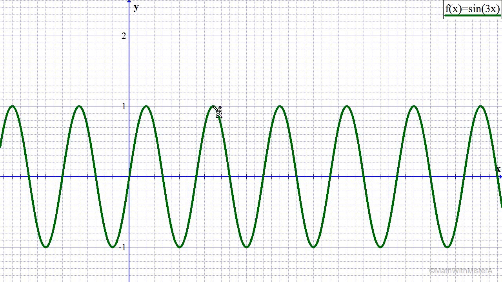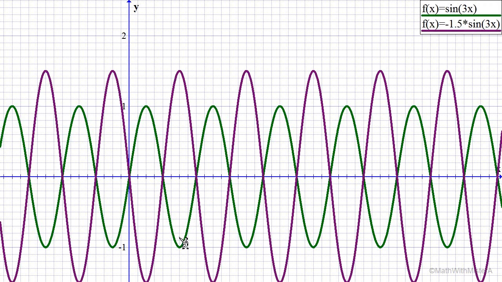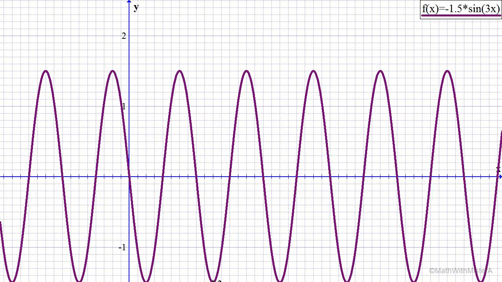So basically, any point that I have above is going to get swapped down below, and at the same time I'm going to increase by a factor of 1.5. So our valley down here at negative 1 is now a peak, and stretched out to 1.5. The peaks at positive 1 have now been flipped down and stretched down to negative 1.5. That's how I'm coming up with the graph of negative 1.5 times sine of 3x.